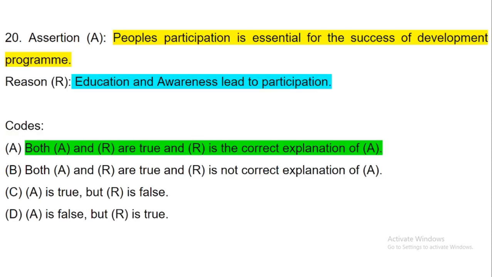Now next question, people's participation is essential for success of development programs. Yes, people's participation is essential and fundamental, in democracy also. Education and awareness lead to participation. Yes, that is also true, because only education and awareness can lead people to participate in something. So both A and R are true, and R is the correct explanation of A.